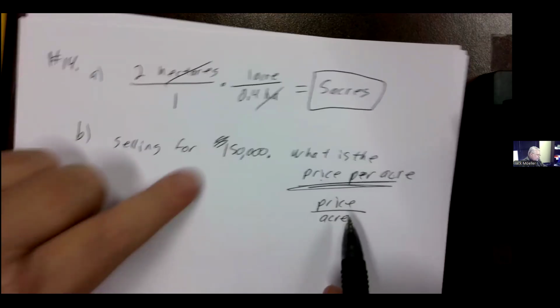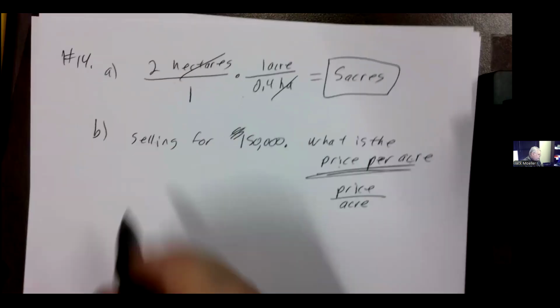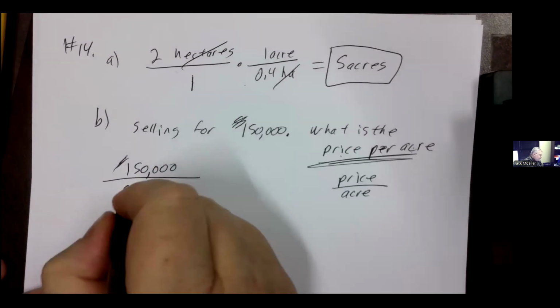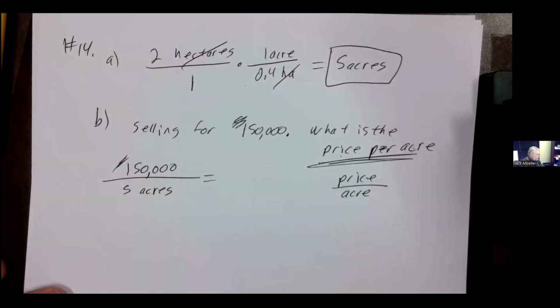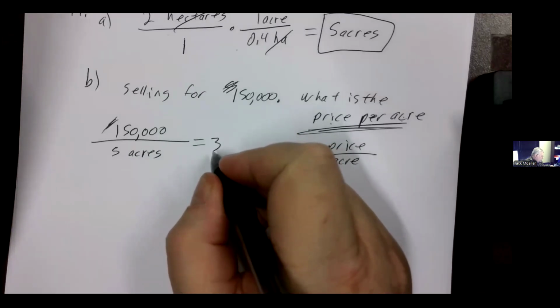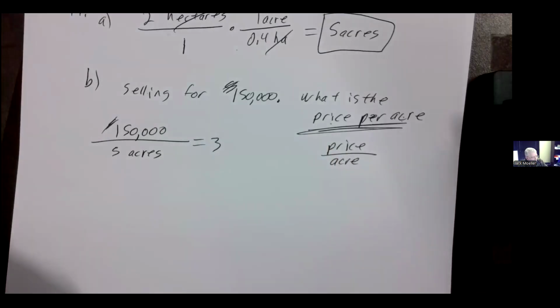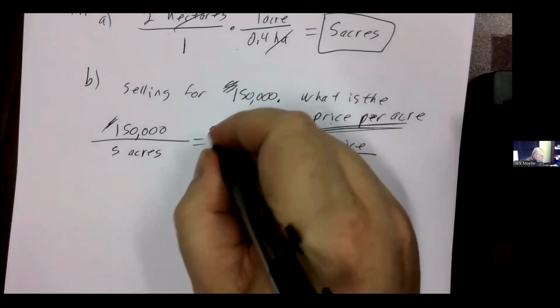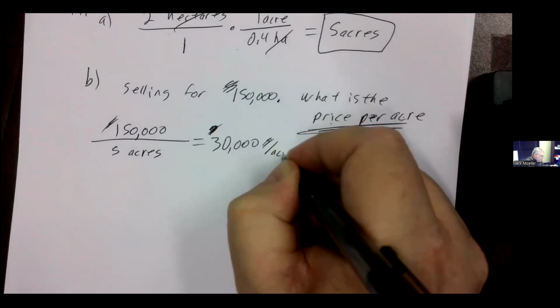So what do we put on top? On top we put the price. So $150,000 over 5 acres. This isn't a conversion problem. This falls under the dimensional analysis idea, that's the official language of the whole chapter. So that would be 30,000. Let me make sure I had the right numbers here. Something wasn't looking right there. So $30,000 per acre.